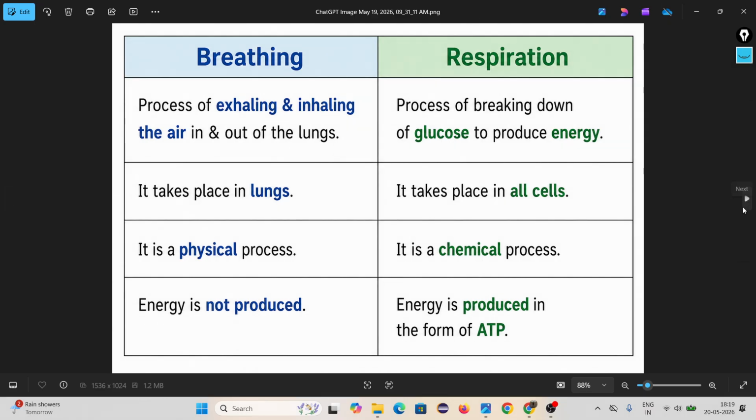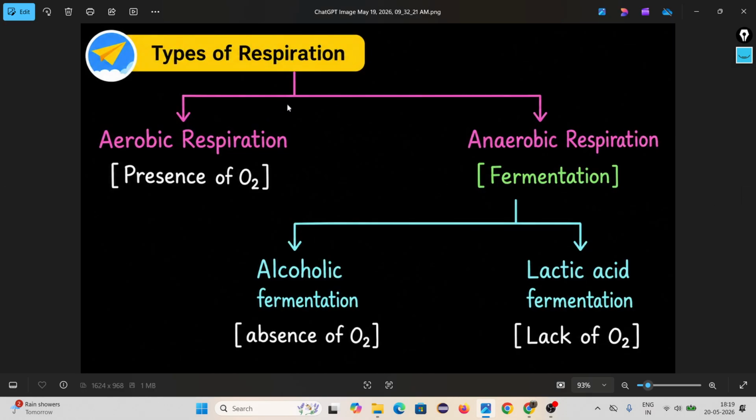Then we understood types of respiration. There are two types of respiration: aerobic and anaerobic. Anaerobic is called fermentation. Fermentation is of two types: alcoholic fermentation and lactic fermentation.